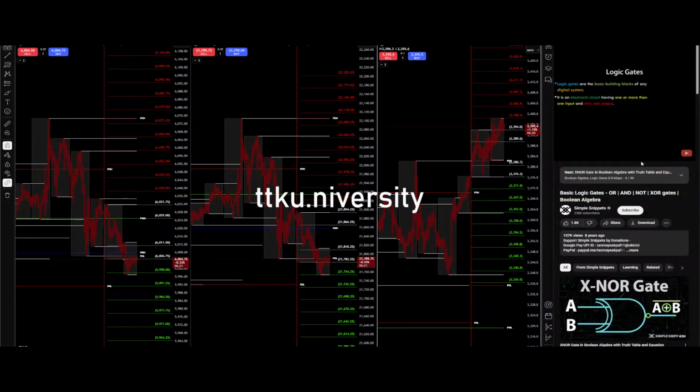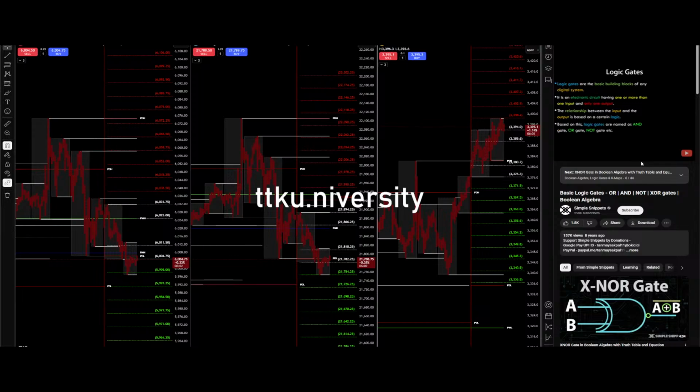Logic gates are basic building blocks of any digital system or circuit. So they are basically digital circuits or electronic circuits which have one or more inputs but only one output. Now there is a certain relationship between the input and output, and depending on that we categorize them into types of logic gates which we just discussed before.